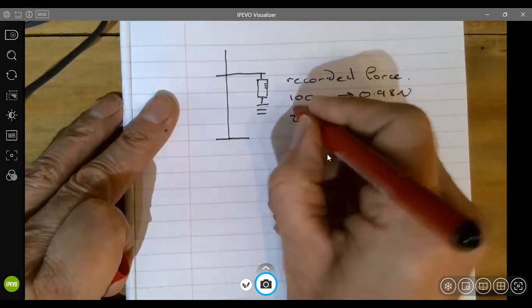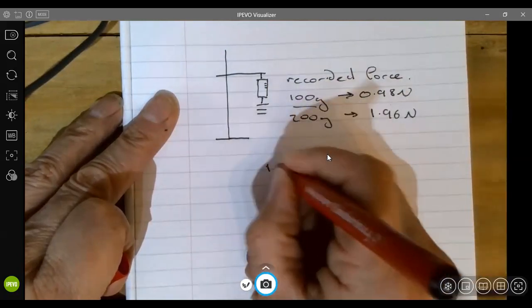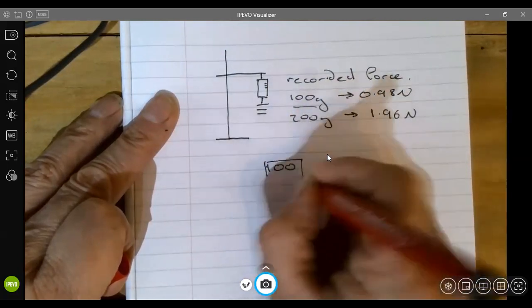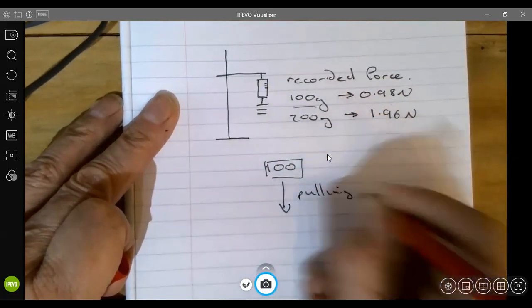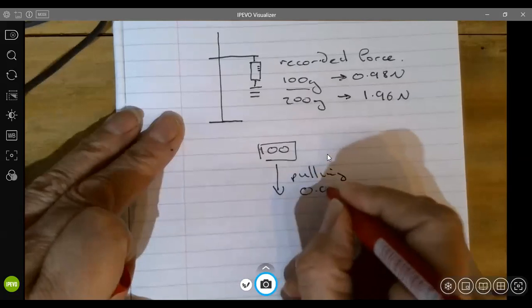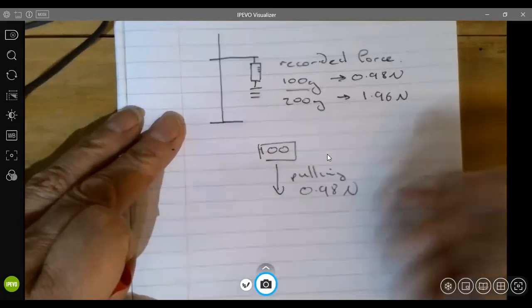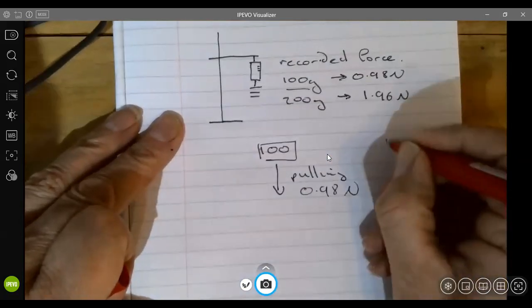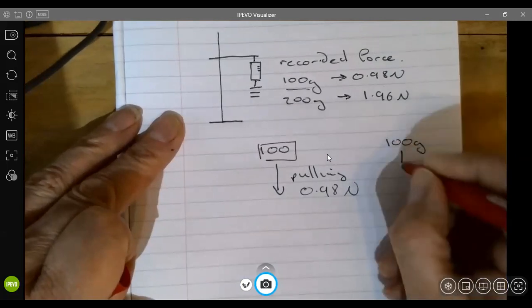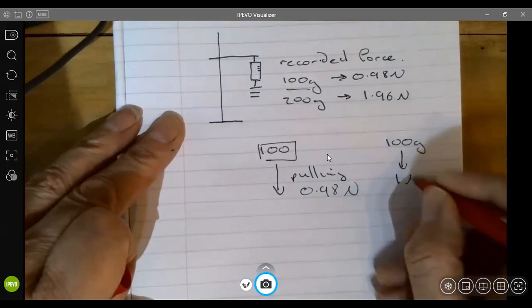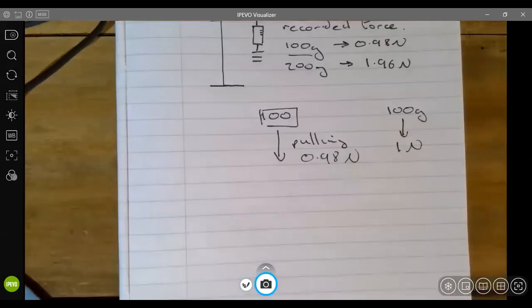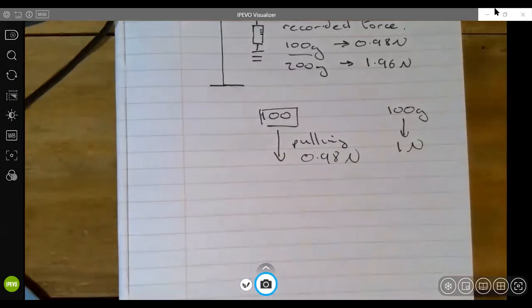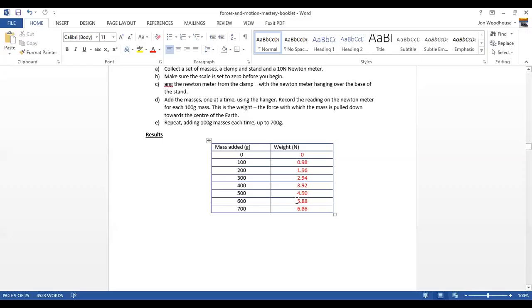In fact, what this is saying is that for every 100 grams, the Earth is pulling with a force of 0.98 newtons. Actually, if we just round that up, we can say that if you've got 100 grams, the Earth pulls on it with 1 newton of force. So what we've got then is a set of results. And using those set of results, we can plot a graph.